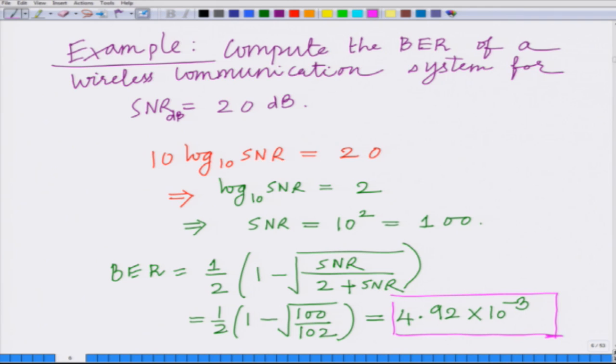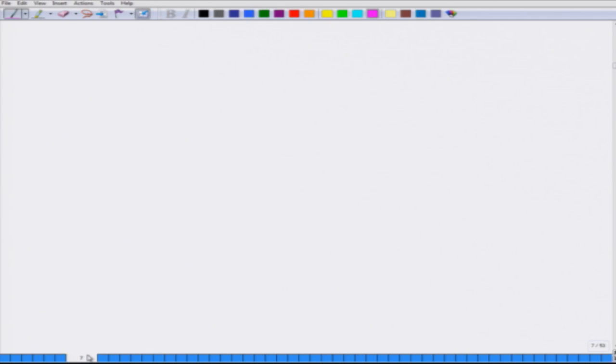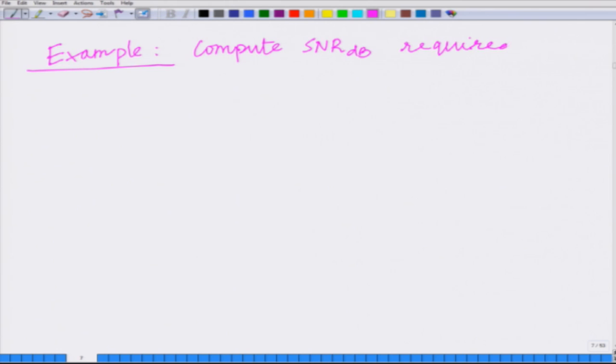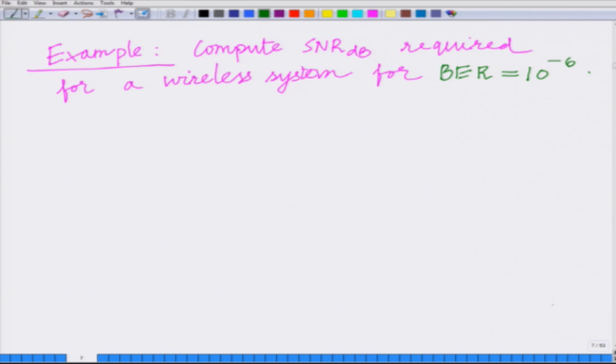Now, let us do another example to understand this better. We would like to compute the dB SNR required for a wireless communication system for a bit error rate equal to 10 to the power of minus 6. That is, what is the SNR in dB in a wireless communication system required to achieve a bit error rate of 10 to the power of minus 6.